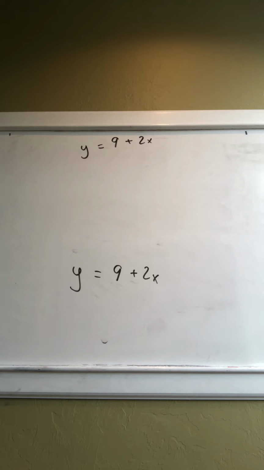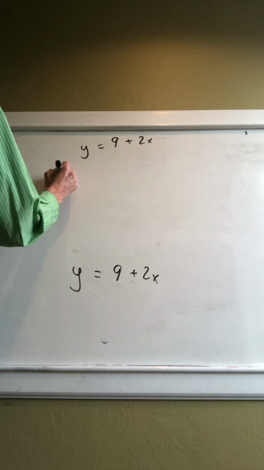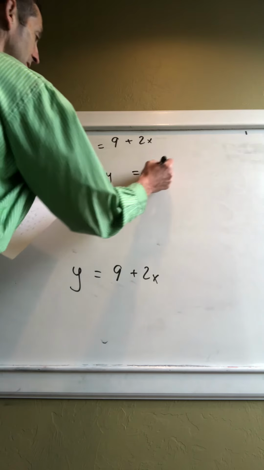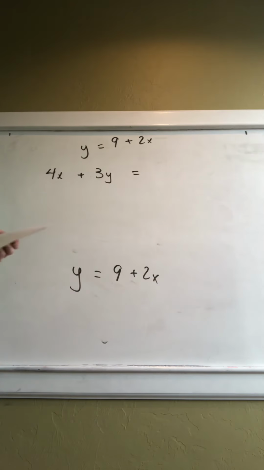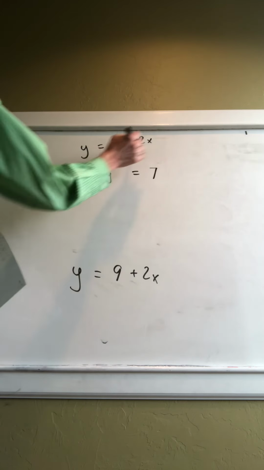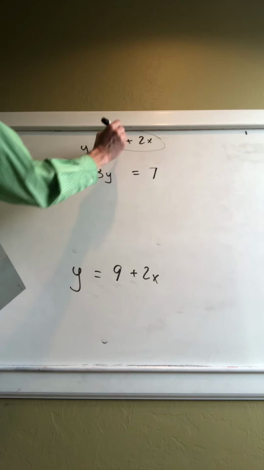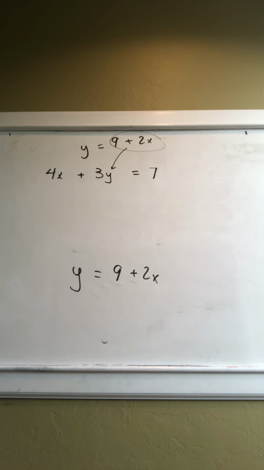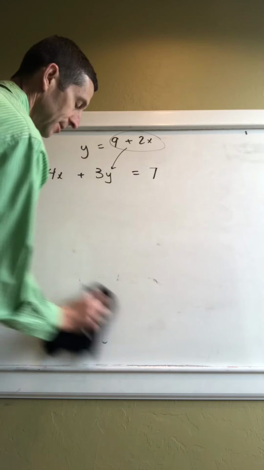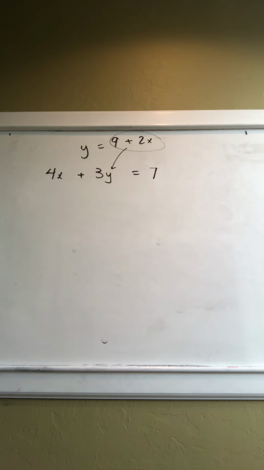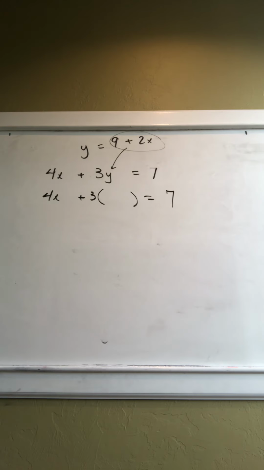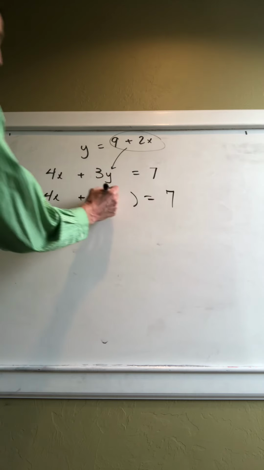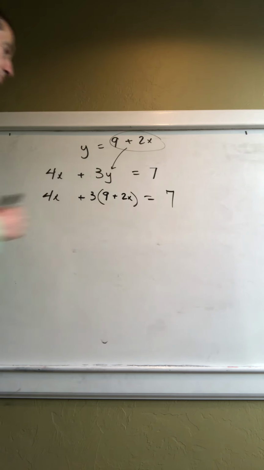We're going to substitute it into the top equation. 4x plus 3y equals 9. Oops, 4x plus 3y equals 7. Sorry. So we are substituting y equals 9 plus 2x. We're plugging that in place of y. So substitution process, substituting from one equation into the other. Let's plug it in. So 4x plus 3, and what used to be y now becomes 9 plus 2x.